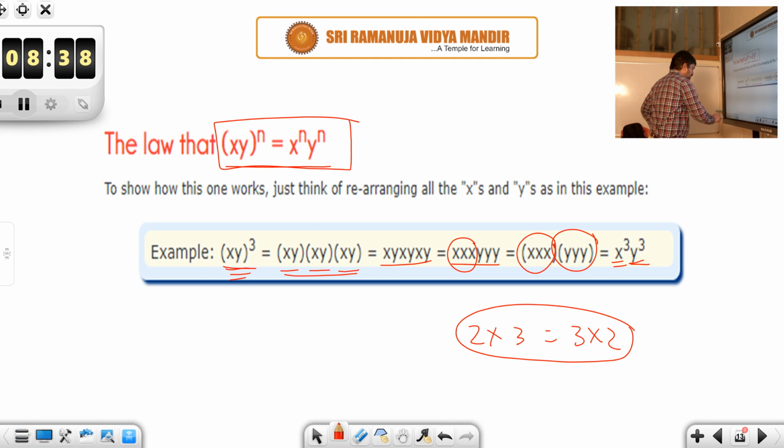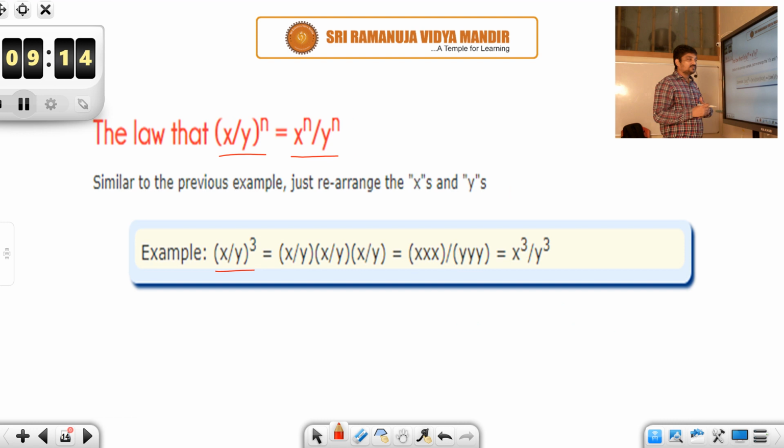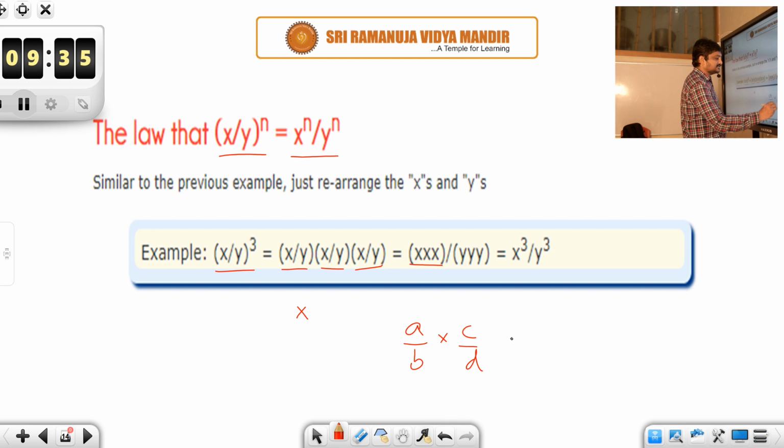And then the law x by y whole power n is equal to x power n by y power n. What is this? Again, let's learn this through an example. X by y whole cube. X by y whole cube means what? It is repetitive multiplication of x by y 3 times with itself. So x by y times x by y times x by y. Let's multiply. You know how to multiply fractions, right? How do you multiply fractions? A by b into c by d is simply AC by BD. That is, you multiply the numerators and then you multiply the denominators, isn't it?